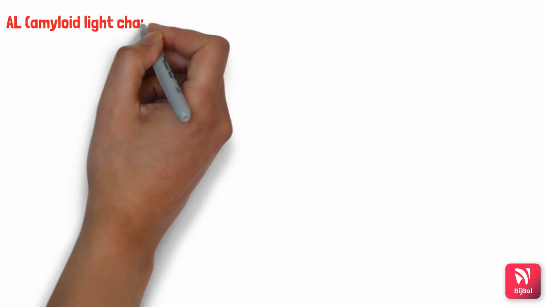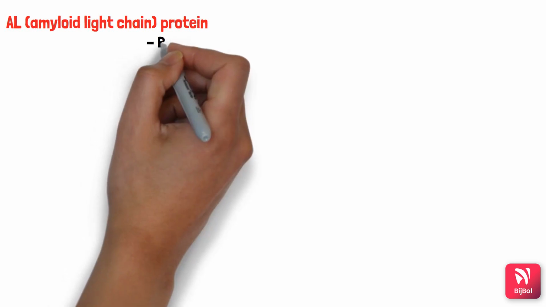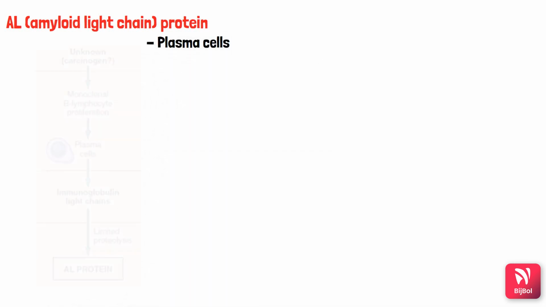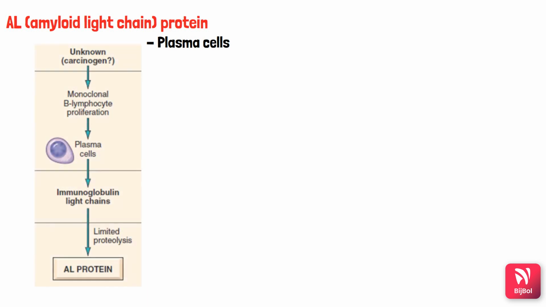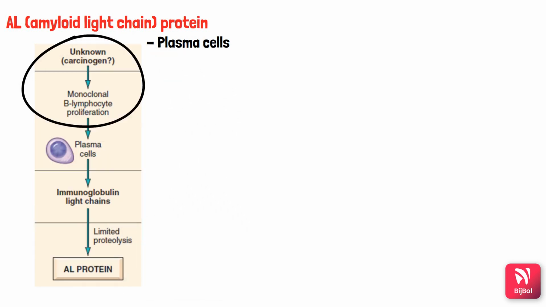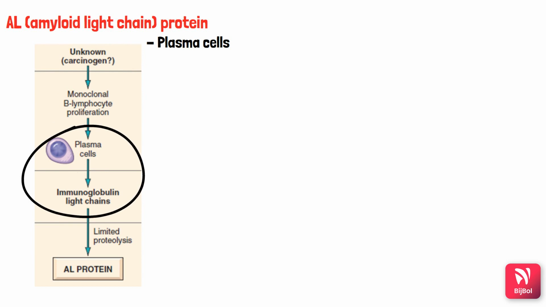Light chains, heavy chains, where have you heard these? They are parts of immunoglobulins, right? Which immunoglobulins are deposited by plasma cells. So there is a defect in the plasma cells here, right? If you see this flow chart, some unknown etiology, maybe it can be a carcinogen also, which results in monoclonal B lymphocyte proliferation. Whenever B lymphocytes proliferate, what is the terminally differentiated form of B lymphocyte? It is a plasma cell.